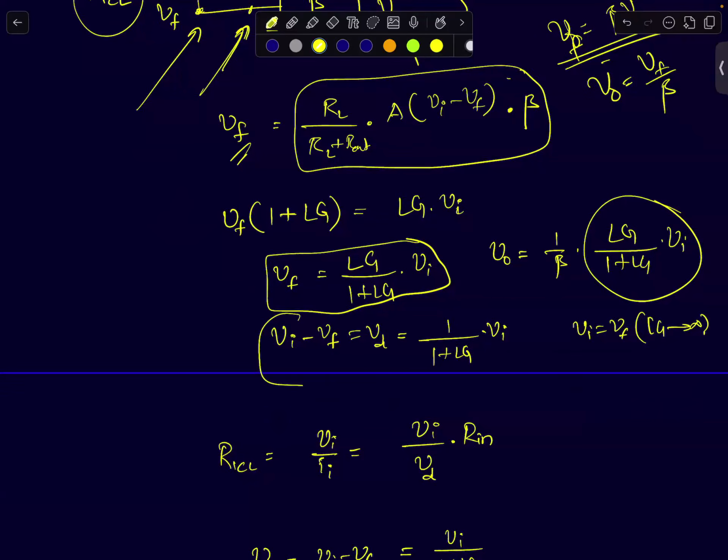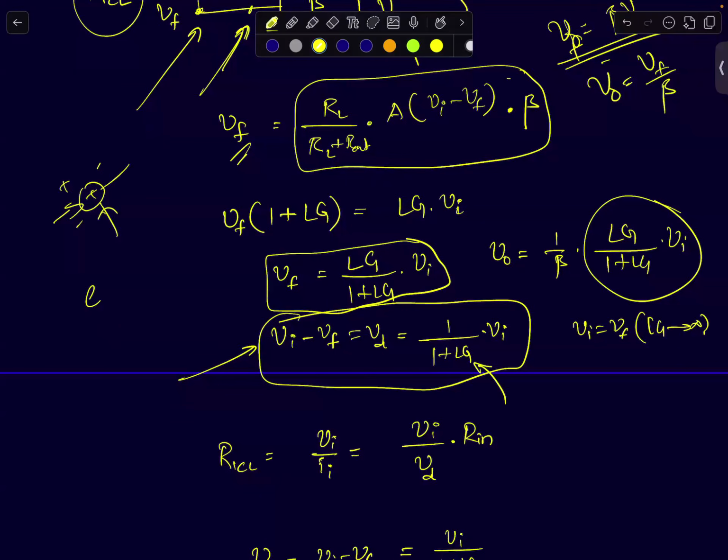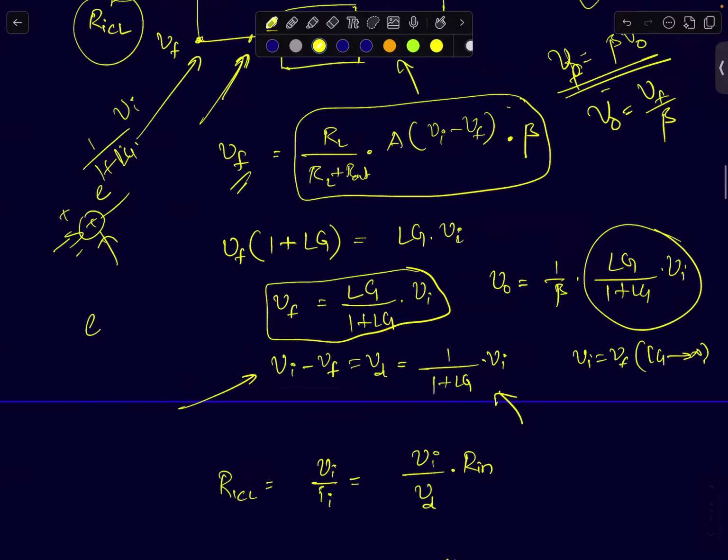So the difference between the input and the feedback voltage, that is Vd, can be written as Vi by 1 plus loop gain. This is like your error signal. In a negative feedback system, the error signal is simply given by 1 by 1 plus loop gain times the input signal itself. Okay, so just keep this point in mind. So then we can find the input impedances.